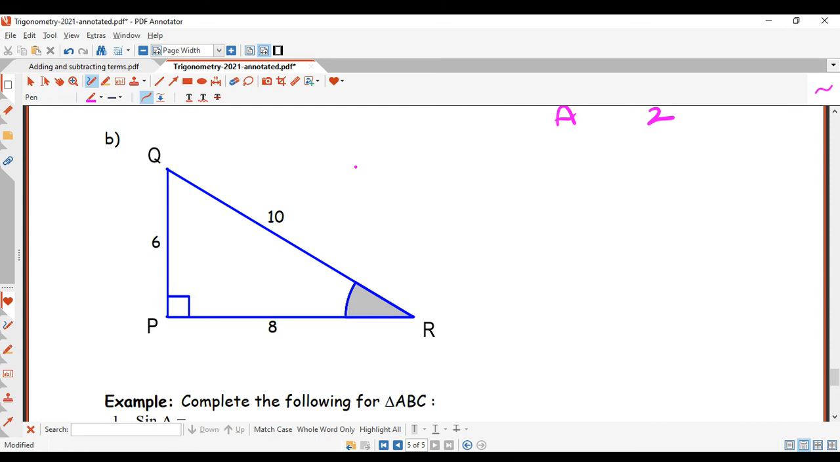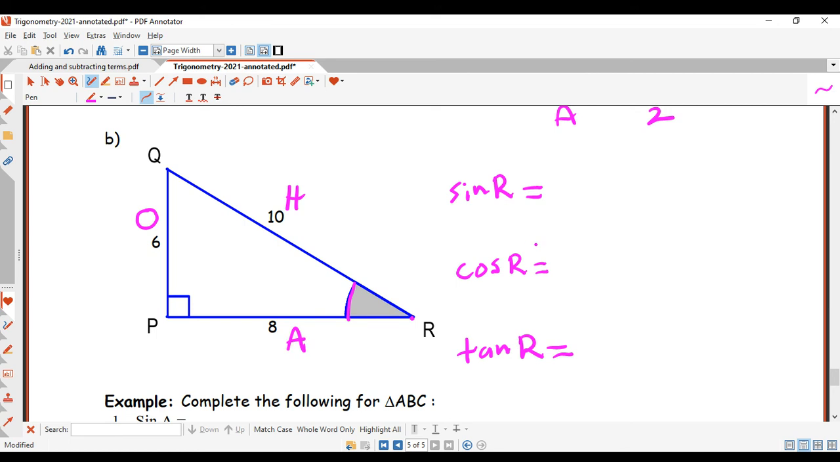With part B, the marked angle is R. We haven't used the Greek letter, we're using the vertex for the angle. Here's the vertex. This is the angle we're talking about. You're going to write down what sine of angle R is equal to, what cosine of angle R is equal to, and what the tan of angle R is equal to. Let's first start off with the angle. The furthest side away is the opposite side. The side opposite the right angle is the hypotenuse, and the side next to the marked angle is the adjacent side.